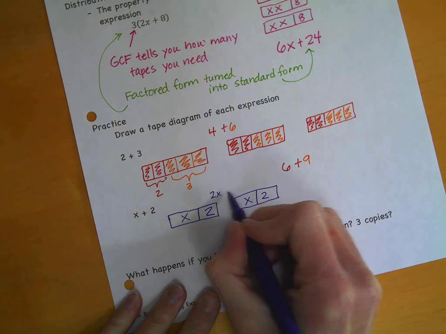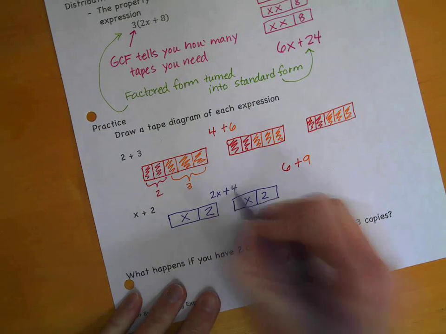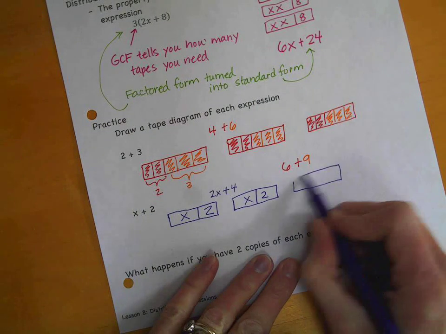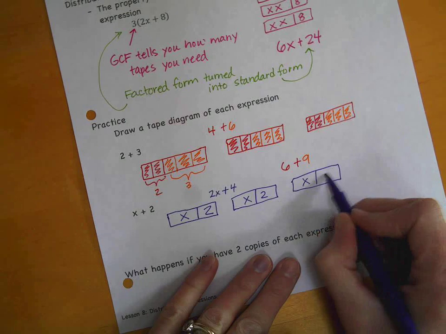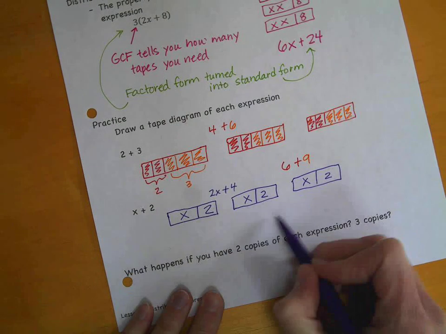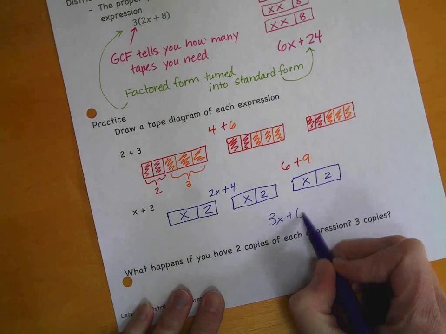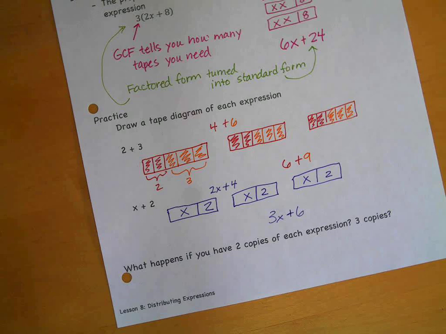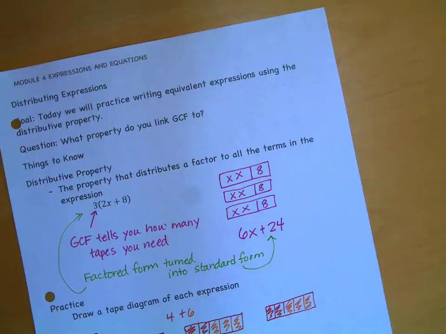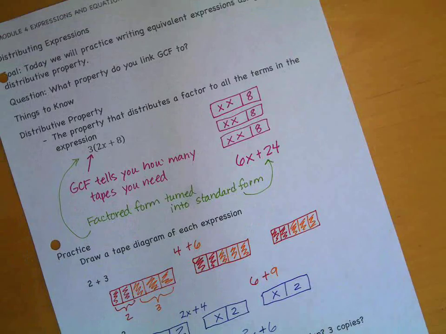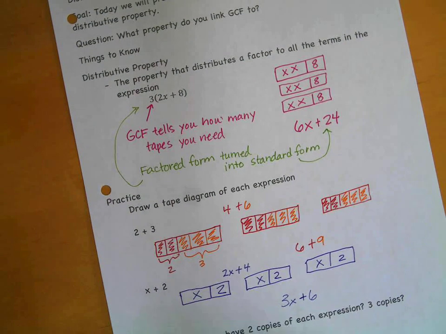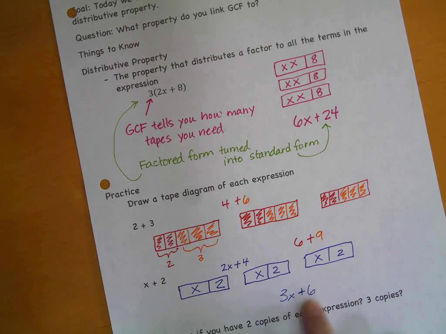And what do we see with this one? We see 2 x's plus 1, 2, 3, 4. But if I have a third copy of it, here's an x, here's a 2. Now I see 1, 2, 3 x's plus 2, 4, 6. So that would be my expression for the 3 copies. Okay? So do you see what we're doing when we make additional copies? Absolutely.